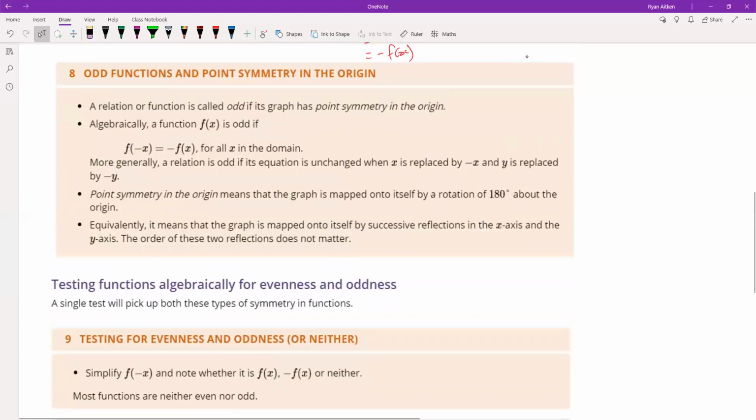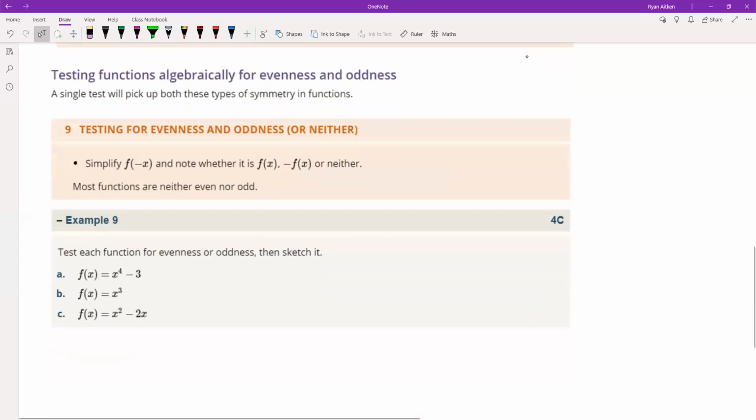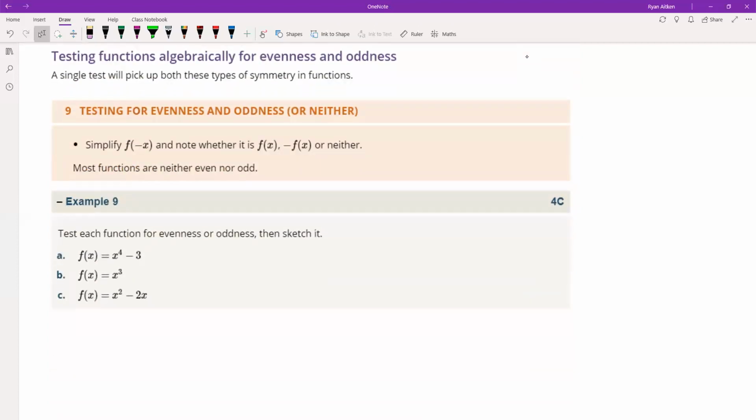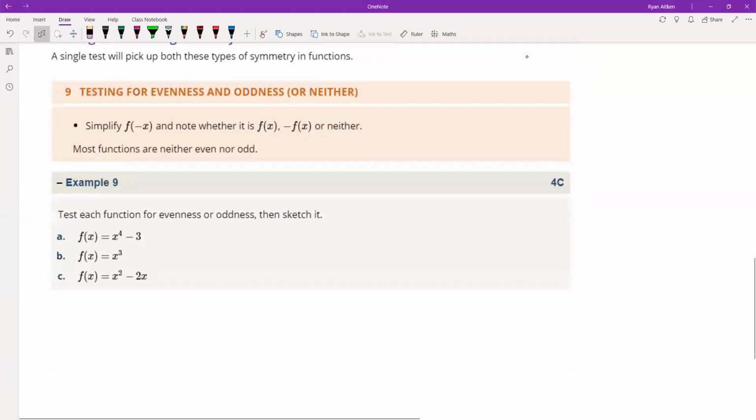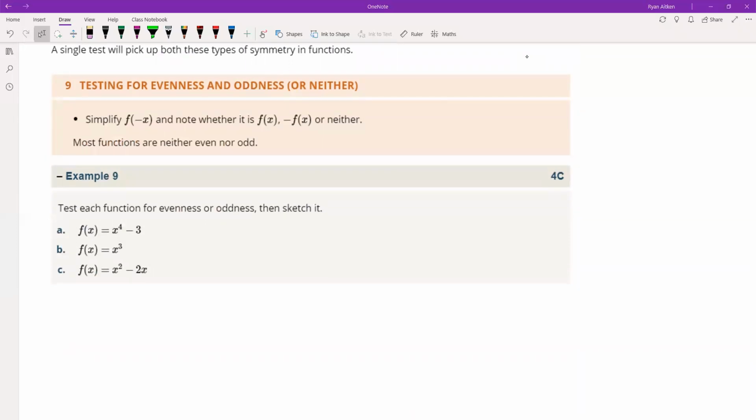Okay, enough of that. So testing functions algebraically for evenness and oddness. This is fortunately not super complex.